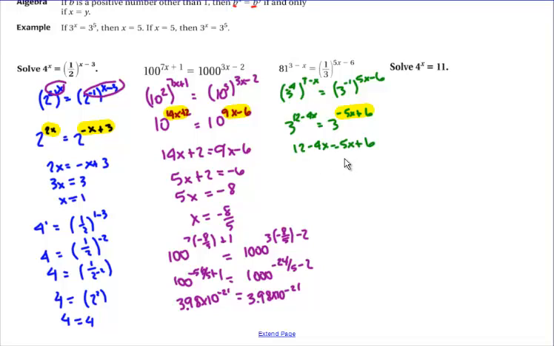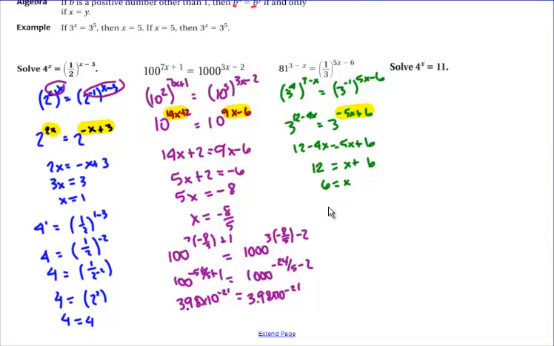That's better. So now I've got 9x plus 6 on the right, and on the left I've got 12. Should be 1. Gee whiz. Should be 1x plus 6 on the right. And then subtract 6 from both sides, and you get this guy.